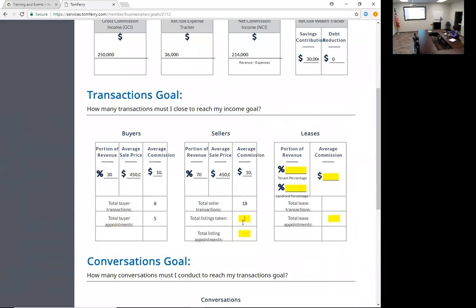Total listings taken. Total seller transactions, total listings taken. So what's my conversion rate as far as when I take a listing, how often do I actually sell? I would say I'm probably going to have a failure rate because sometimes you take a listing and sellers just want to test the market. So I'm going to need to take probably 24 listings, maybe 23 listings. So 5 of them throughout the year I won't be able to sell. That's a horrible feeling too.